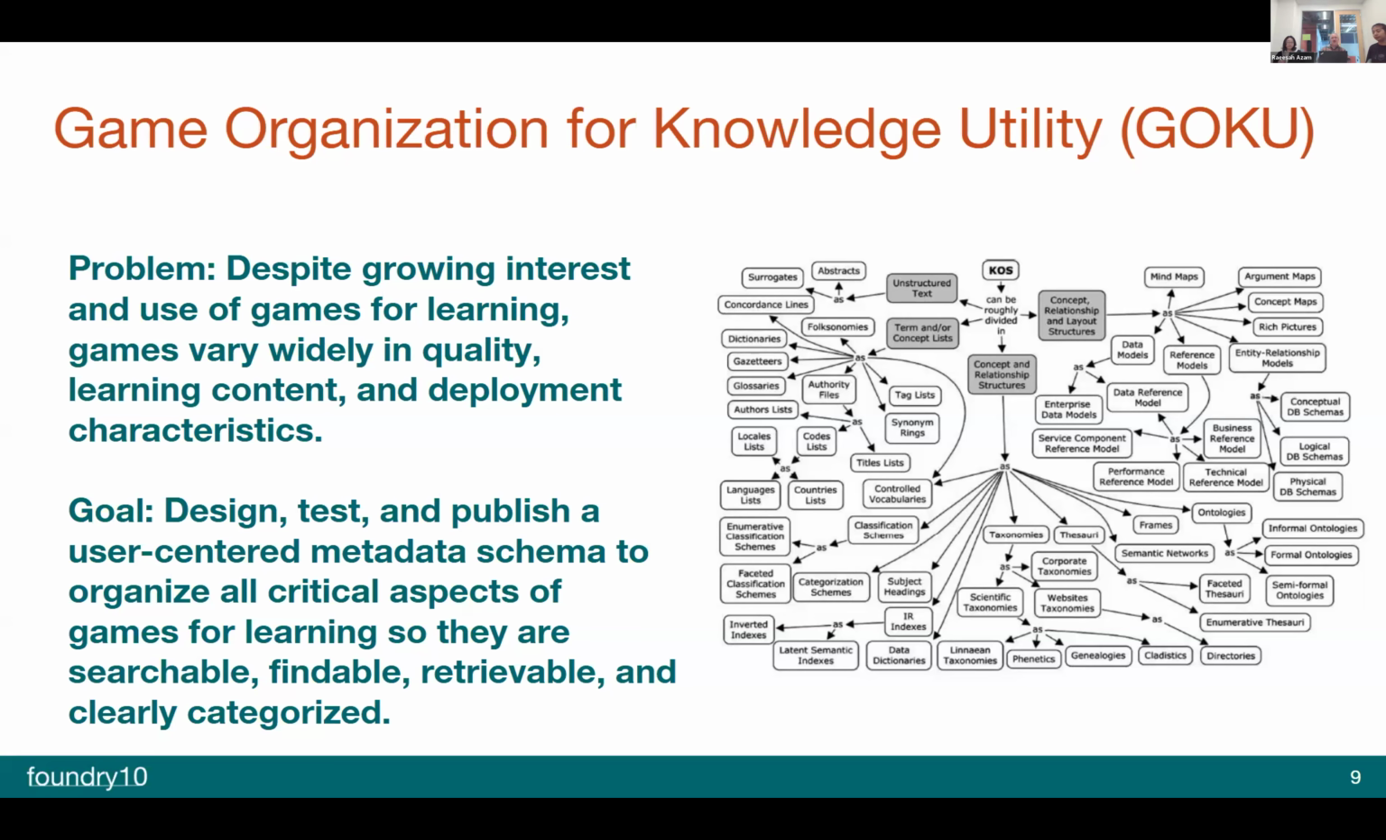Our goal with this project is to design, test, and publish a user-centered metadata schema to organize all critical aspects of games for learning, so they are searchable, findable, retrievable, and clearly categorized in a system that gives a lot of power to educators to find what they need for their contexts to a high degree of efficacy. Here is a picture on the right of all the different aspects of knowledge organization. It's just symbolic. That's the problem in a nutshell.